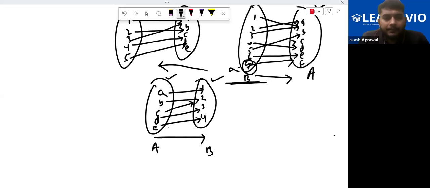Why not? Like again the same reason, 3 is having two images. Yeah, very good, two images. So we know that if we cannot get a function in the reverse order, that means inverse of this function is not possible. Yes or no? Yes, sir. I can say this with confidence.